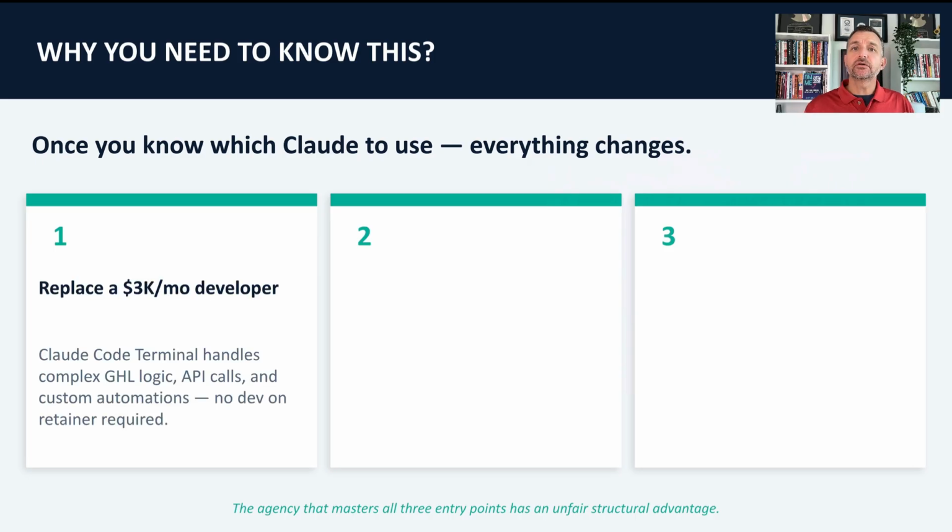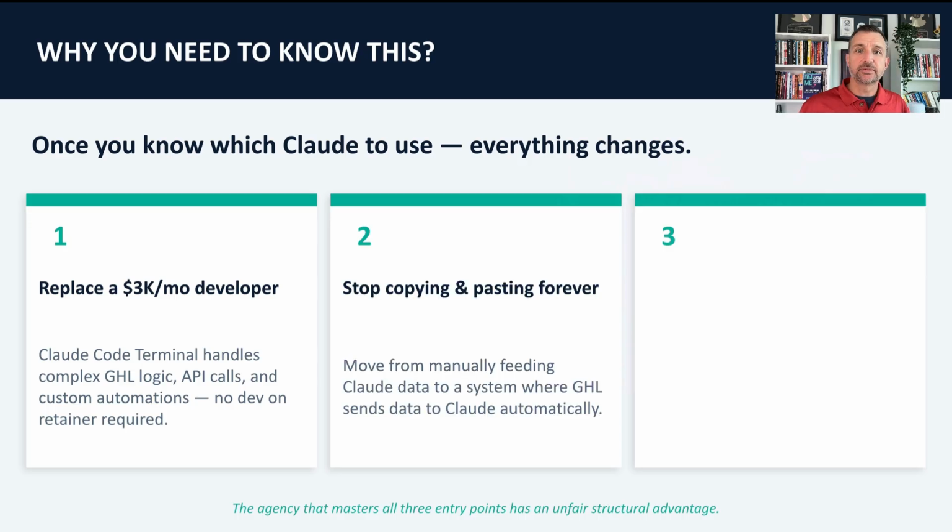Number 1, if you already have a developer that you're using, you might be paying them like $2 or $3 grand a month. This is a system where you can actually replace that because Claude Code, the terminal side where it's local on your computer, handles complex GHL logic, API calls, and some other things that can grow your business almost on autopilot.